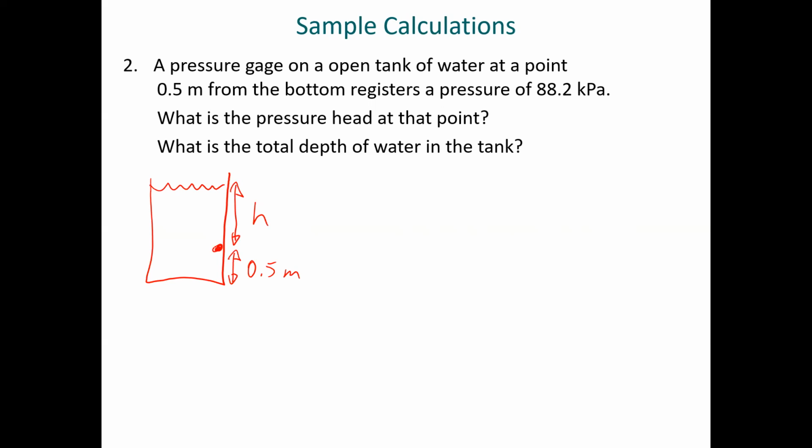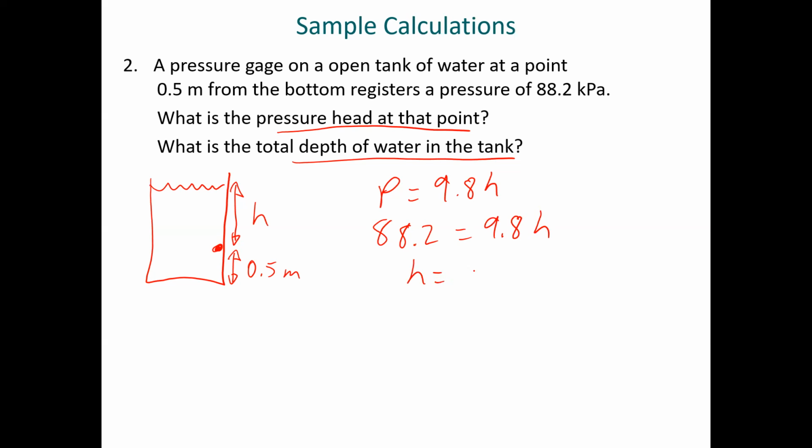It's asking for two things. What is the pressure head at that point? What is the total depth of the tank? So we'll pull out our handy dandy formula, 9.8 H. And we have the pressure, which is 88.2. Now we'll manipulate our formula. So H equals 88.2 divided by 9.8.